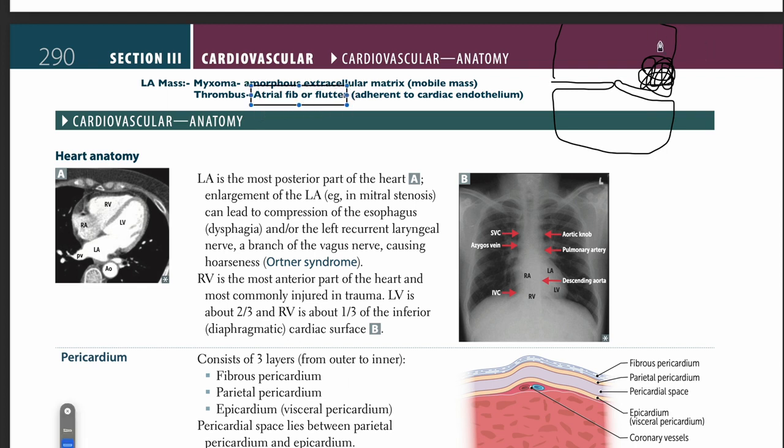Okay. Also, you have pulmonary veins coming in here, and near that, you have the AV valve or so. No, not the AV valve. Sorry. You have something there. We'll do that then.